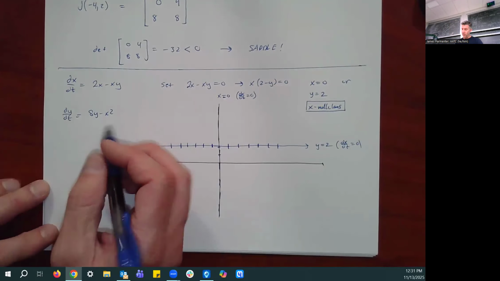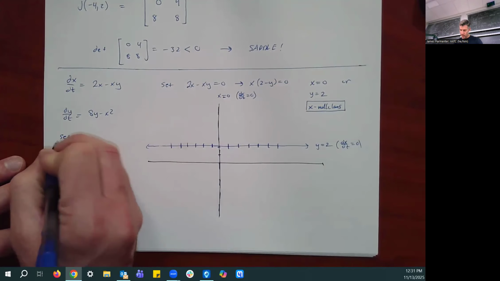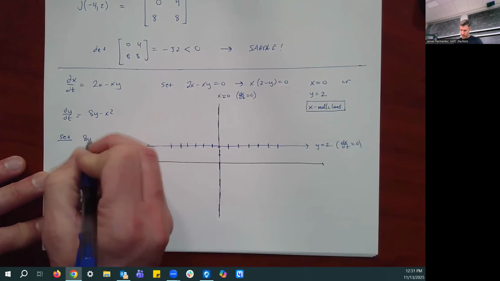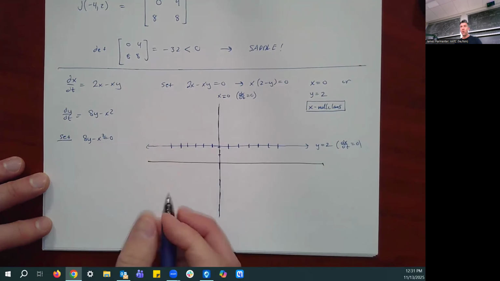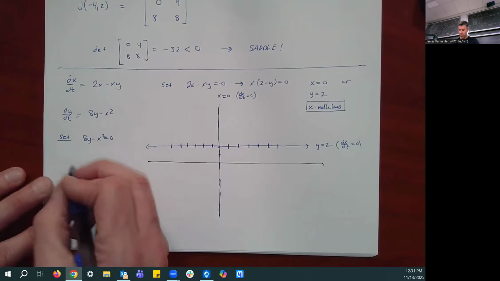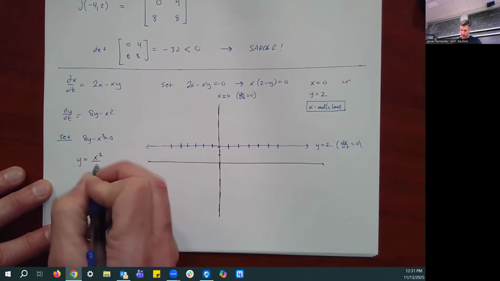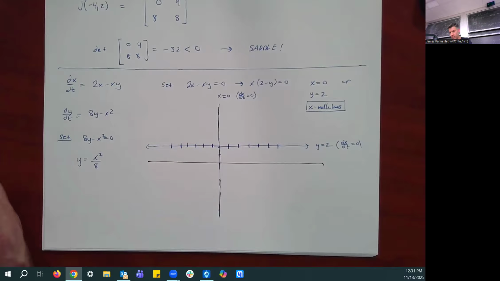And then look at the other ones. It's going to be a little bit more interesting. So setting dy/dt equal to 0, we get 8y minus x squared equal to 0. Or solving for a variable that makes it easier for me to graph this, we're getting 8y equal to x squared, or y equal to x squared divided by 8. And that's going to look like a typical parabola, just kind of squashed down a little bit, right? Because we're multiplying by 1/8 essentially.